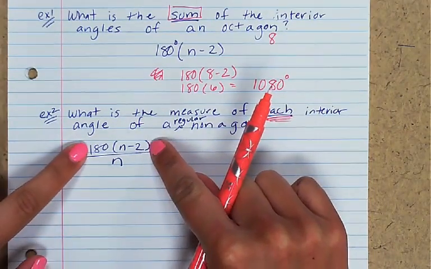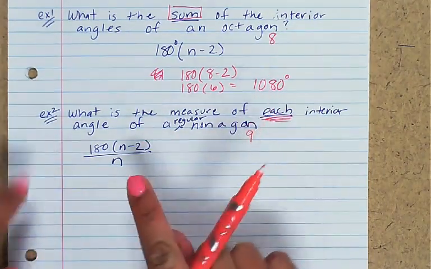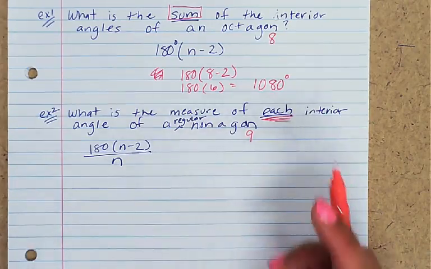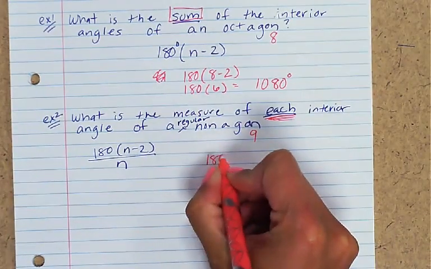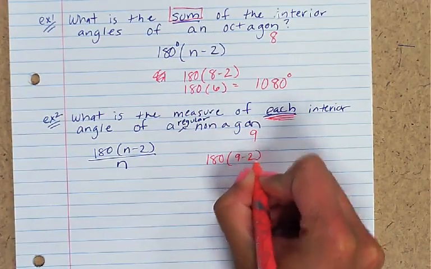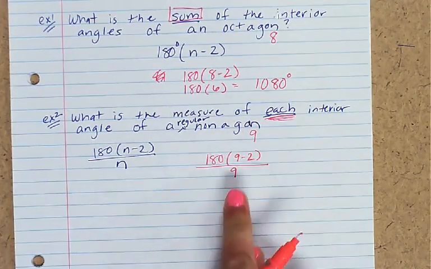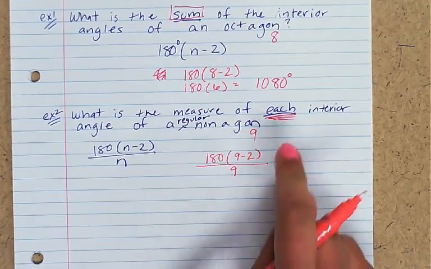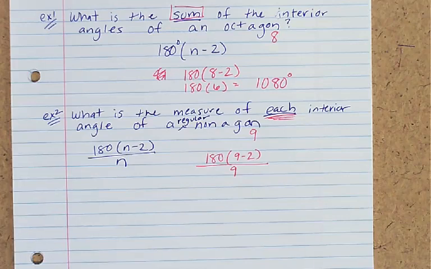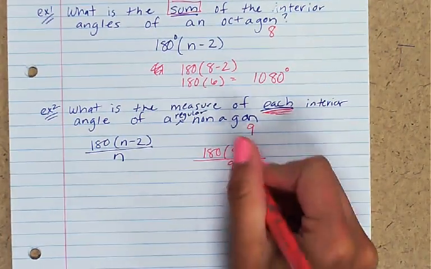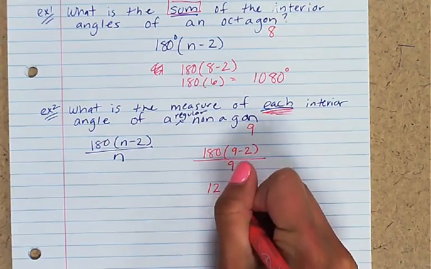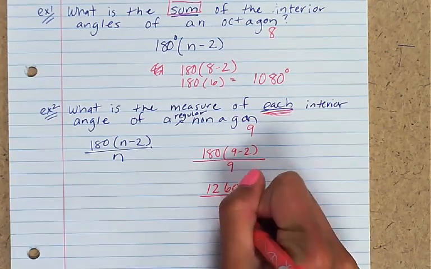That's this part of the equation. And then we're going to divide it up equally between the 9 sides. So we would go 180 times (9 minus 2) all over 9. Because again, we're finding each individual one. So that's going to be 180 times 7, because 9 minus 2 is 7. So that's 1260 divided by 9.